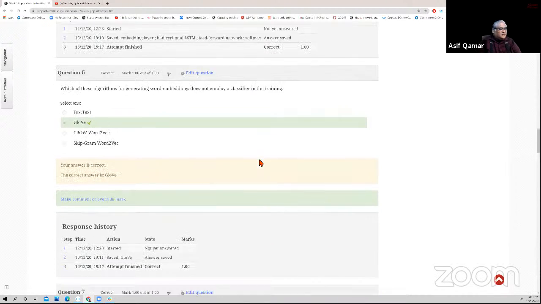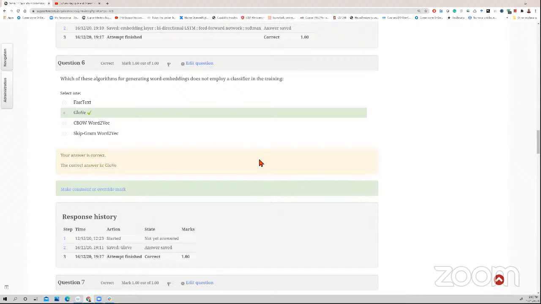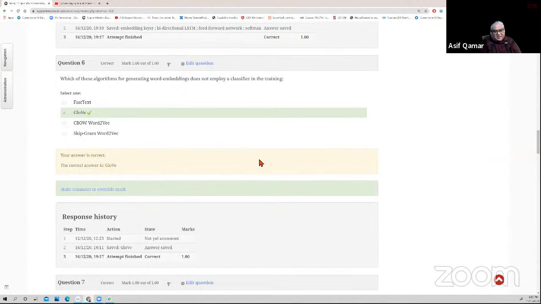Then we'll move forward. So Asif, what does the single directional mean, that option there? A simple LSTM is one directional. Unless you lay two LSTMs together, one reading the sequence forward, and one reading the sequence backward, you won't get a bidirectional LSTM.